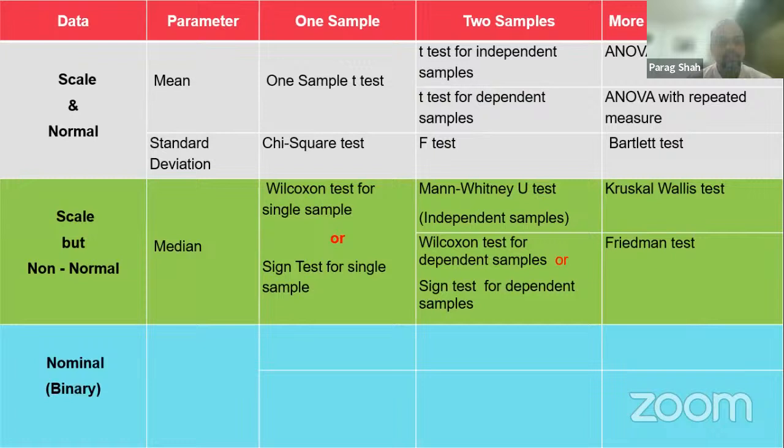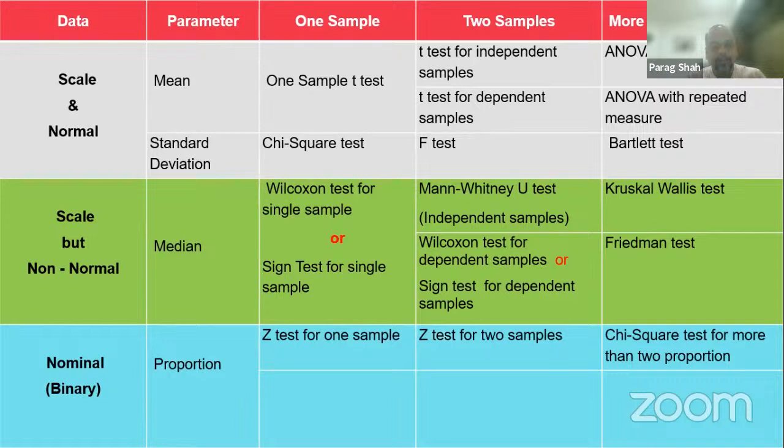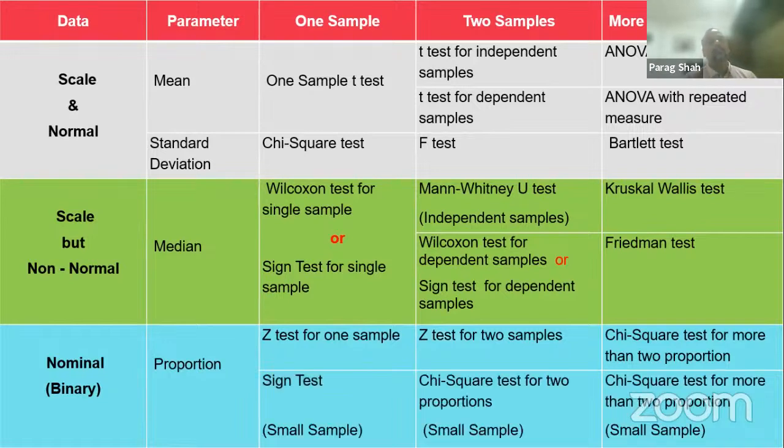And if your data is not scale, but nominal, then we have to go for proportion: Z test for two samples, chi-square test, and chi-square test for two proportions and for more than two proportions. This slide is the most important slide for any inferential analysis that you go for. This will help you to decide which test to use when.